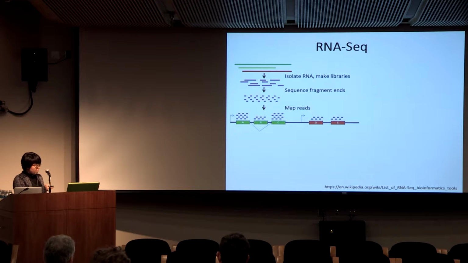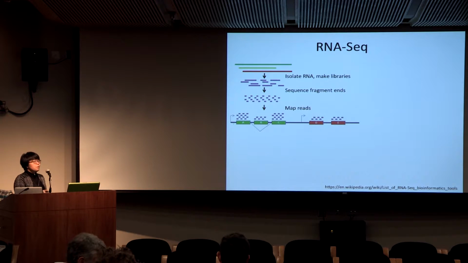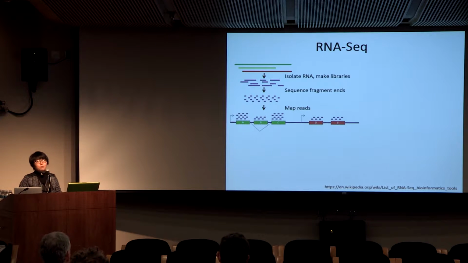So first of all, in RNA-seq, we isolate RNA and then make libraries using different methods, and then sequence the fragment ends. You can do paired end or you can do single end reads. And then after you get the reads, you can map to the genome or transcriptome or both. Some reads map to the exons, some reads map to exon-exon junctions. So that will allow us to do different types of analysis.